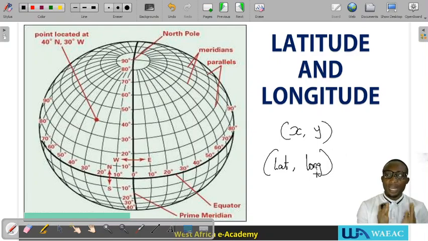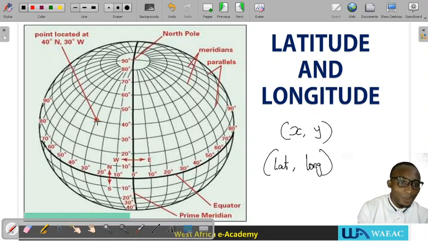So latitude and longitude are a coordinate system by means of which the position or location of any place on earth's surface can be determined. It helps us to determine a place, a point where we are, our location, and how we can get to where we are going. Another definition: latitude and longitude are a system of lines, or you can call them imaginary lines, used to describe the location of any place on earth.